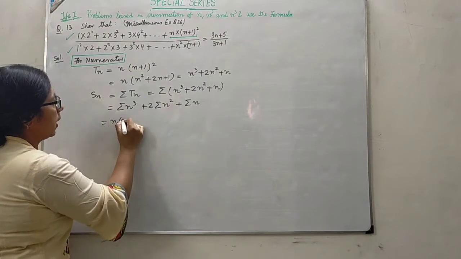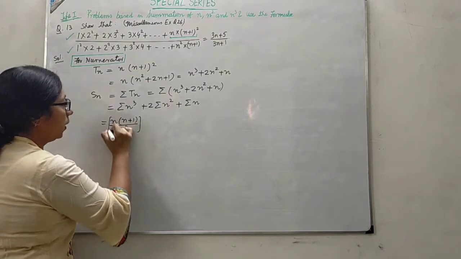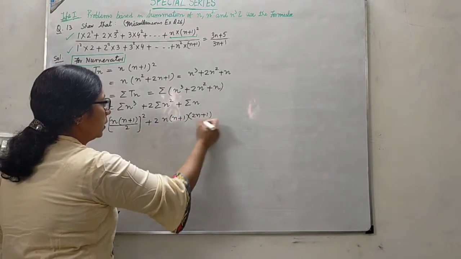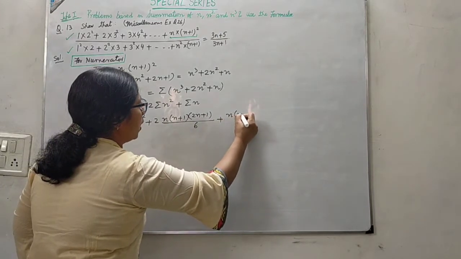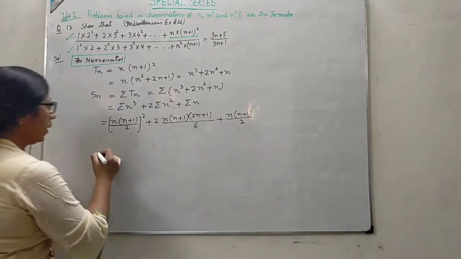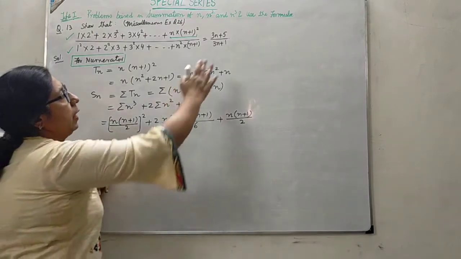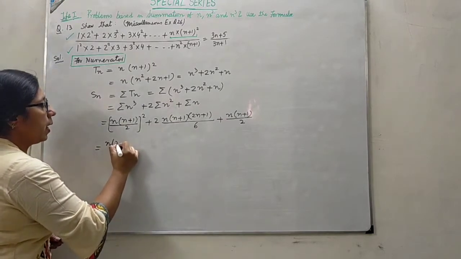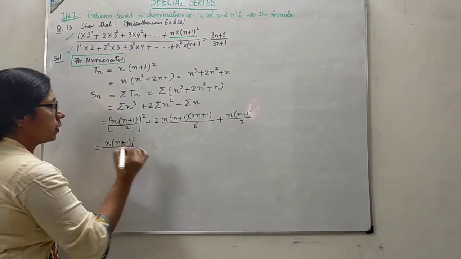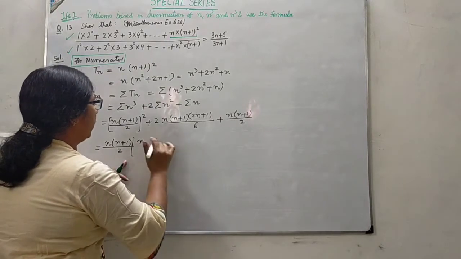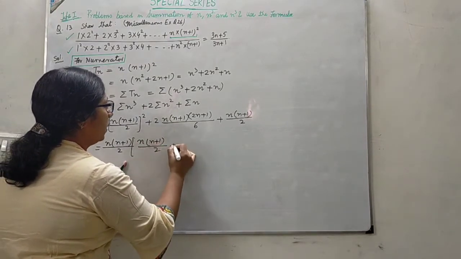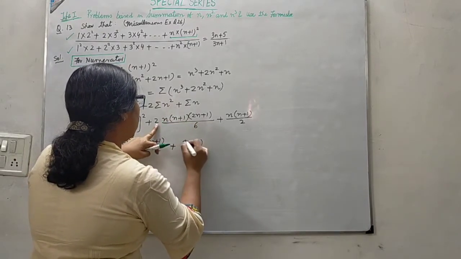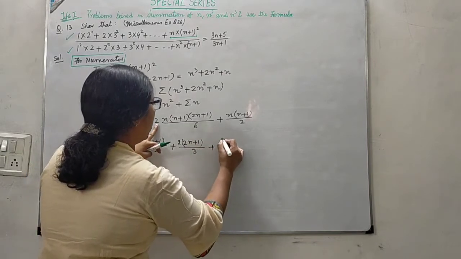Now sigma n cube is n into n plus 1 by 2 whole square, and this is 2 times n into n plus 1 into 2n plus 1 by 6, and then sigma n is n into n plus 1 by 2. If anything comes common, because we want to simplify and get the answer in this form, it is better to simplify here only by taking common and making the factors. So if this is common, inside we are left with n into n plus 1 by 2, then this is your 2n plus 1 into 2 by 3 plus 1.